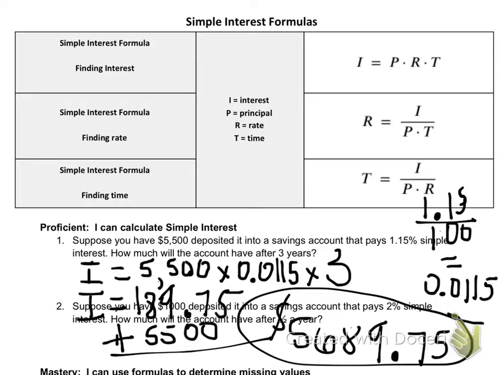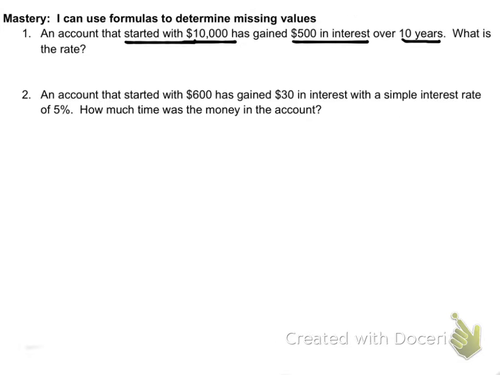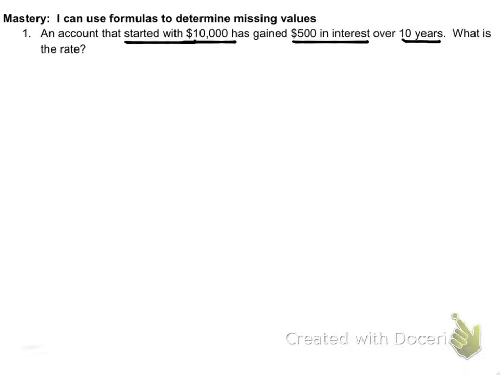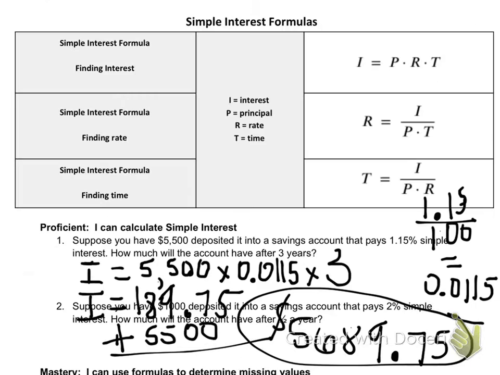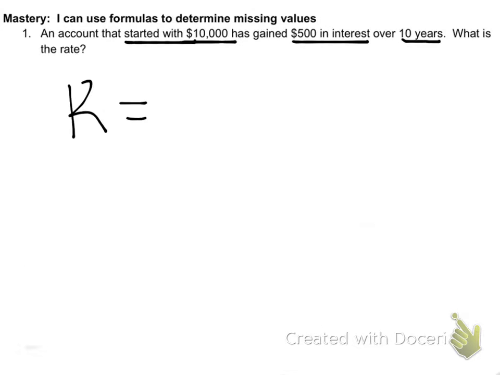I'm going to come back here and see what my equation is. It's going to be R equals I over P times T. This is my first time ever using that equation, so I'm going to go ahead and write it out. R equals I divided by P times T. Okay, sweet. So let's plug in what we know.